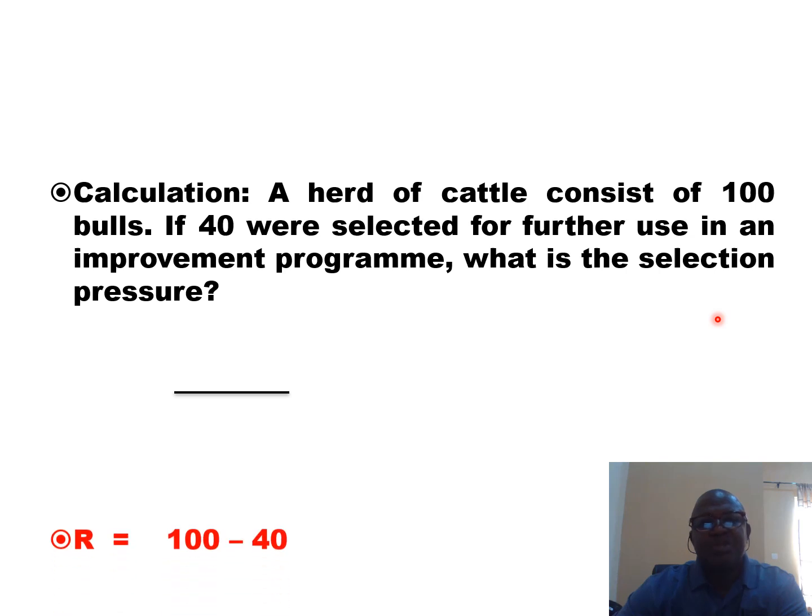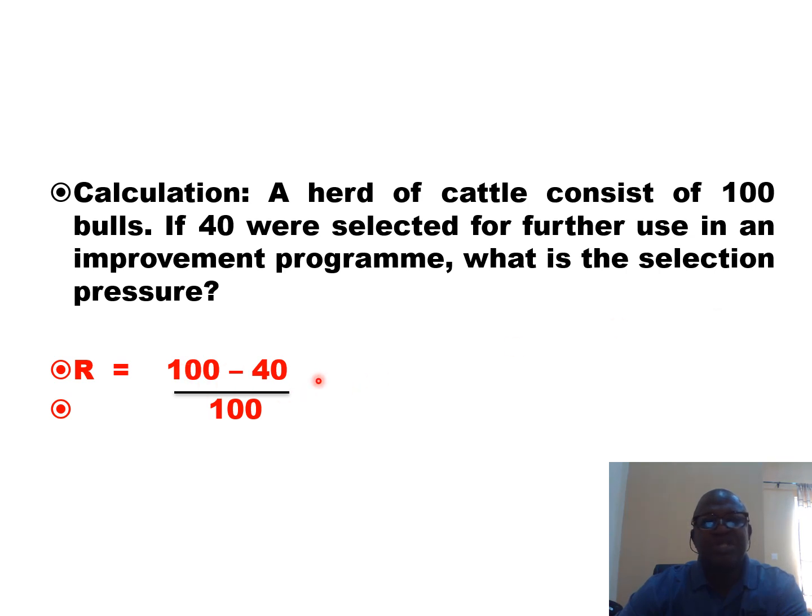The selection pressure is calculated simply by subtracting the number of bulls required for future breeding programs from the total number and dividing it by the total number of cattle in the herd. So we have 100 minus 40 divided by 100, which gives us a selection pressure of 0.6. This means that about 60% of the bulls in the herd will be removed as a result of selection pressure.